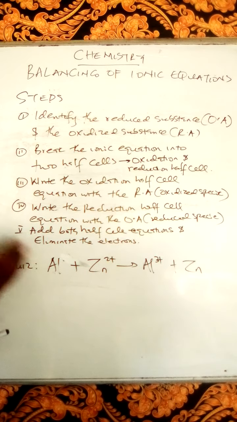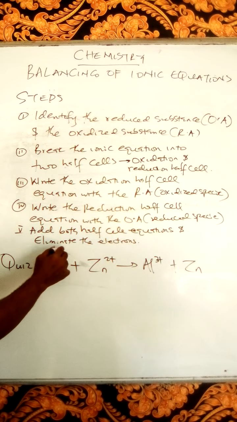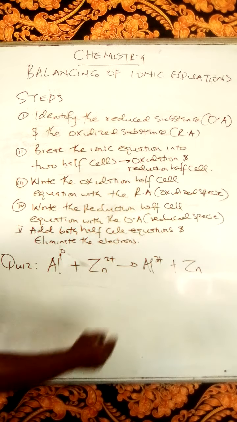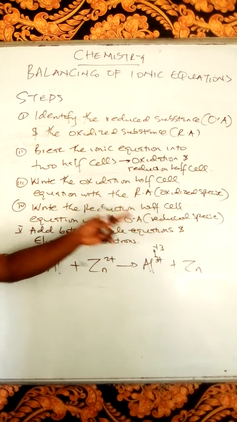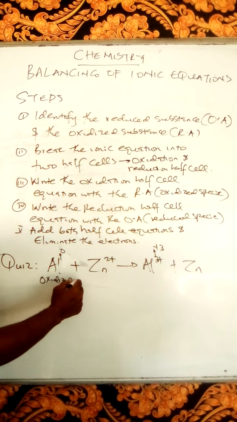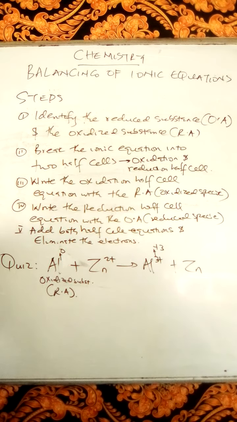Let's start with aluminium. The oxidation state of aluminium here is 0. In chemistry, an element in its neutral or uncombined state will take its oxidation number as 0, while here it is plus 3. That means the oxidation number of aluminium increased. That means aluminium is the oxidized substance or reducing agent, because its number increased from 0 to plus 3.